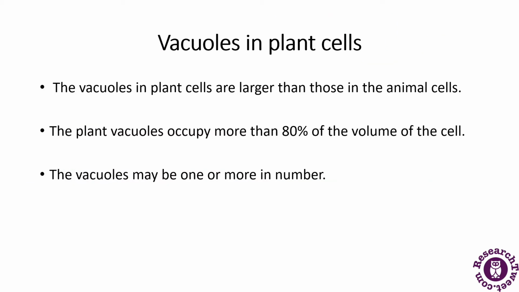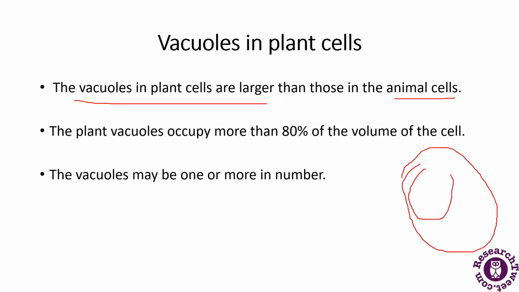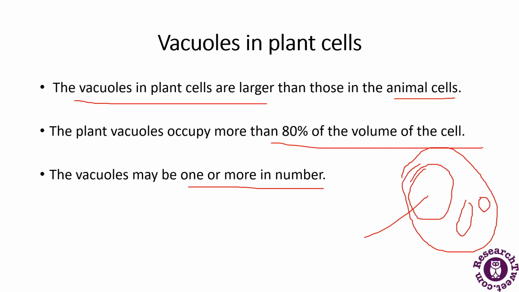Now vacuoles in plant cells are generally larger in size as compared to animal cells. So if this is a plant cell, the vacuole can be this large, or can be small as well, but generally it is large, and it almost occupies 80% of the volume of the cell. Vacuoles can be one or more in number. If there is one big vacuole, there can also be small vacuoles present in the plant cell. So this is what the vacuole is in plant cells.